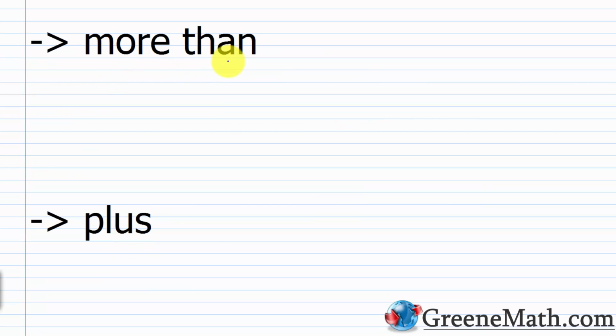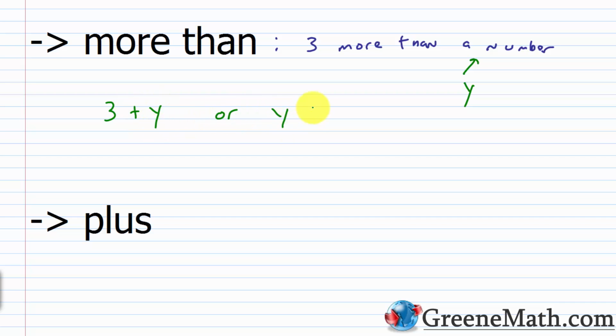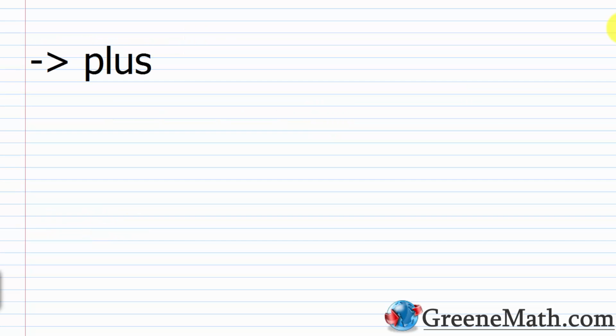Then you have something like more than. If I saw a phrase that said 3 more than a number. And again, when we see a number, we can use a variable. Let's use y this time to represent that. So if I saw 3 more than y, that's just y plus 3 or 3 plus y. Remember, addition is commutative. So when you translate stuff with addition, the order is not important. So I could put 3 plus y or y plus 3, and it's completely irrelevant because I would have the same answer either way.